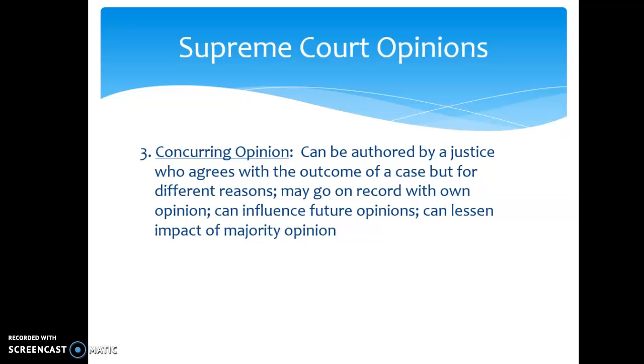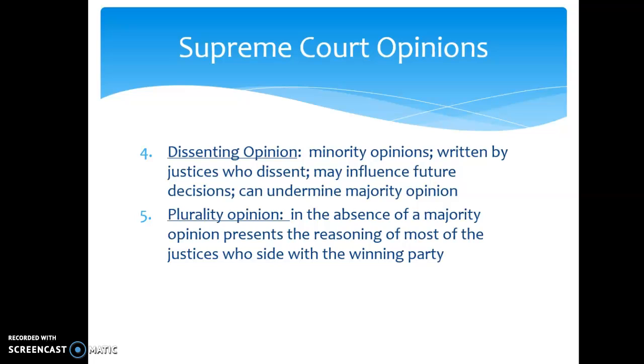A concurring opinion can be authored by a justice who agrees with the outcome of the case, but for different reasons. So a justice could agree with a majority decision, but have a concurring opinion because he agrees with the majority based on different reasons. Dissenting opinions are the opposite, highlighted by minority opinions. They're written by justices who dissent, and they may influence future decisions and can also undermine a majority opinion, especially when the vote is very close, like a 5-4 decision. Plurality opinion: in the absence of a majority opinion, it presents the reasoning of most of the justices who side with the winning party.